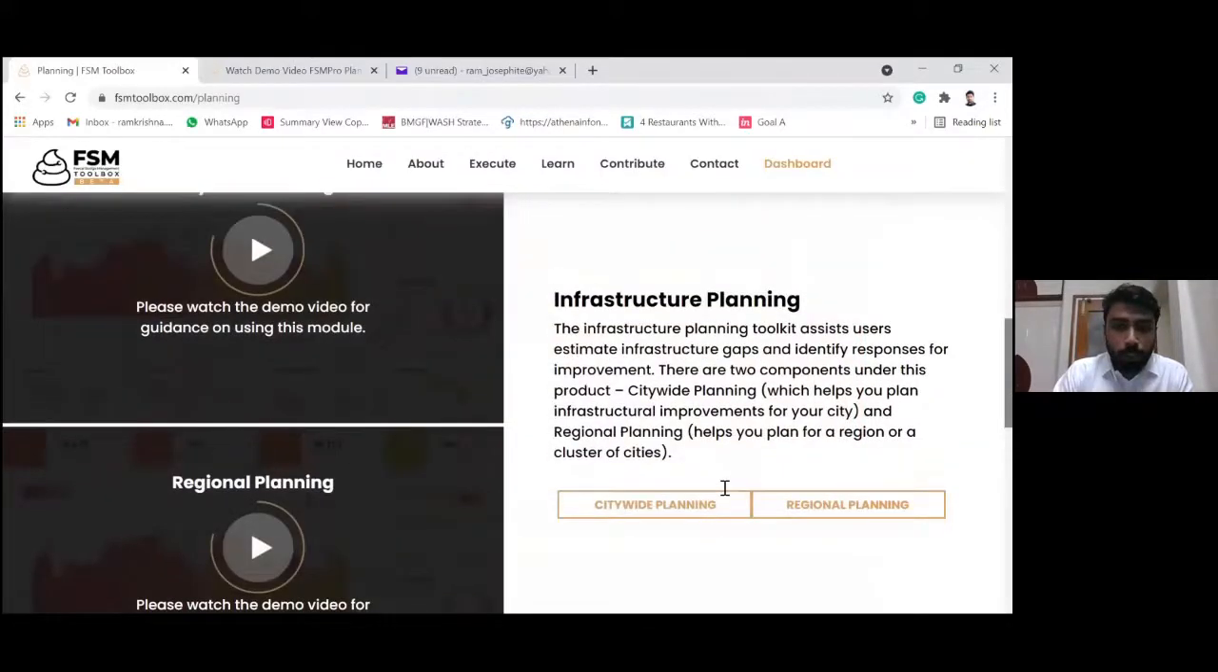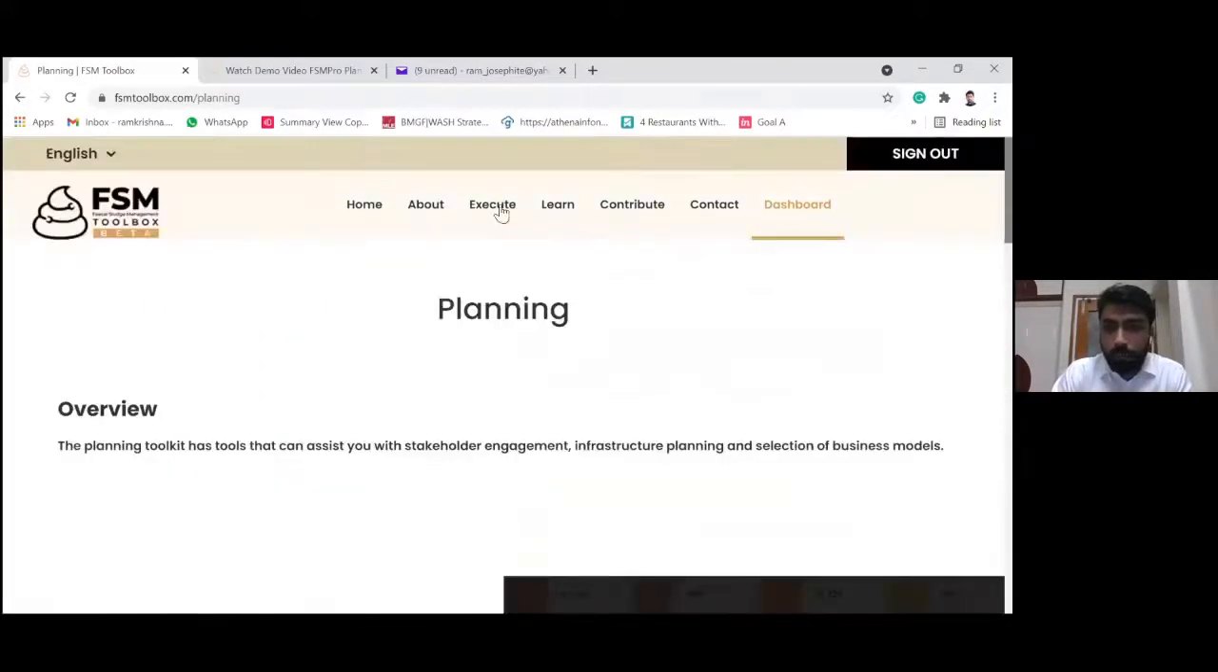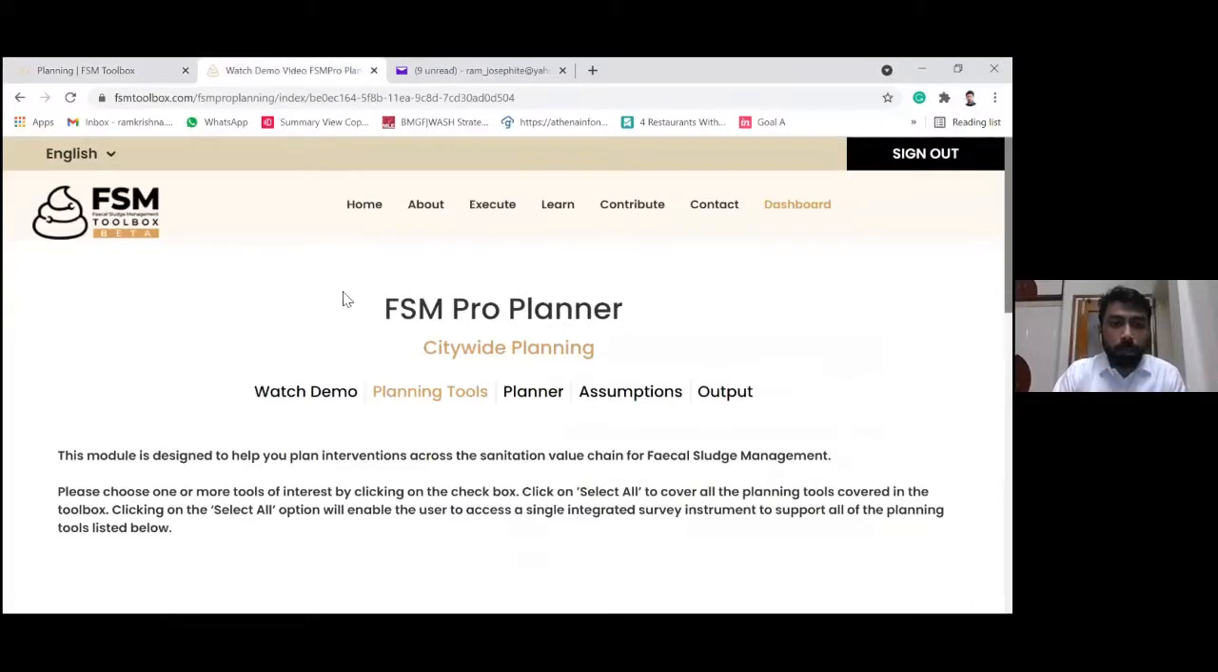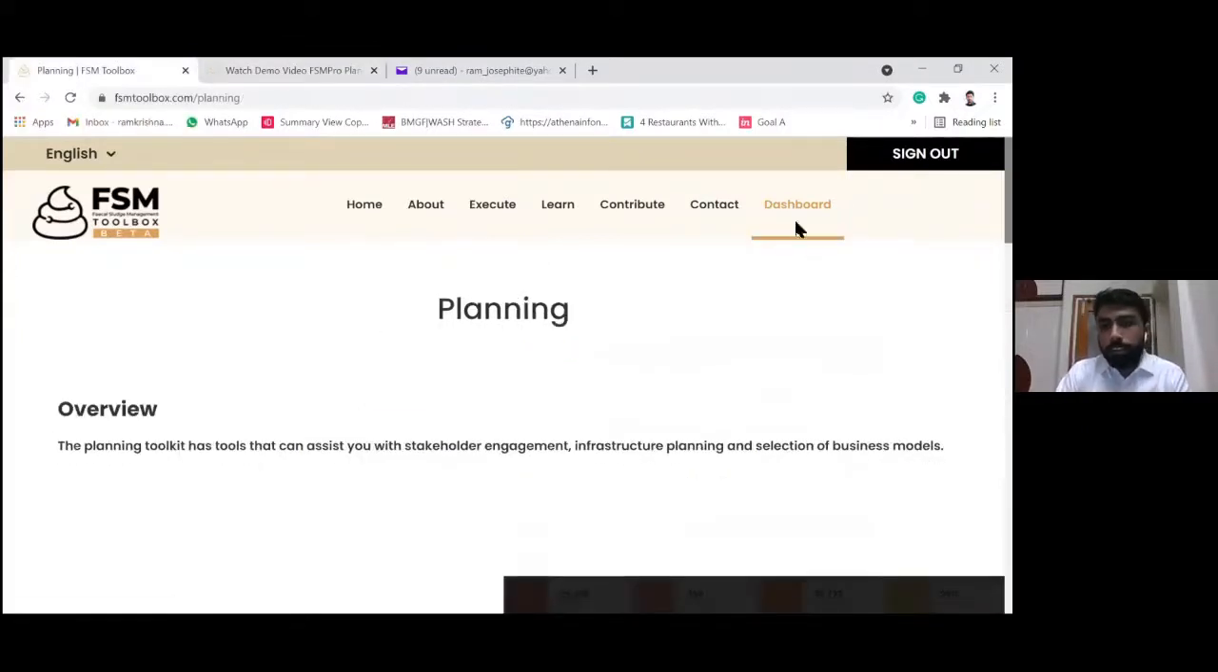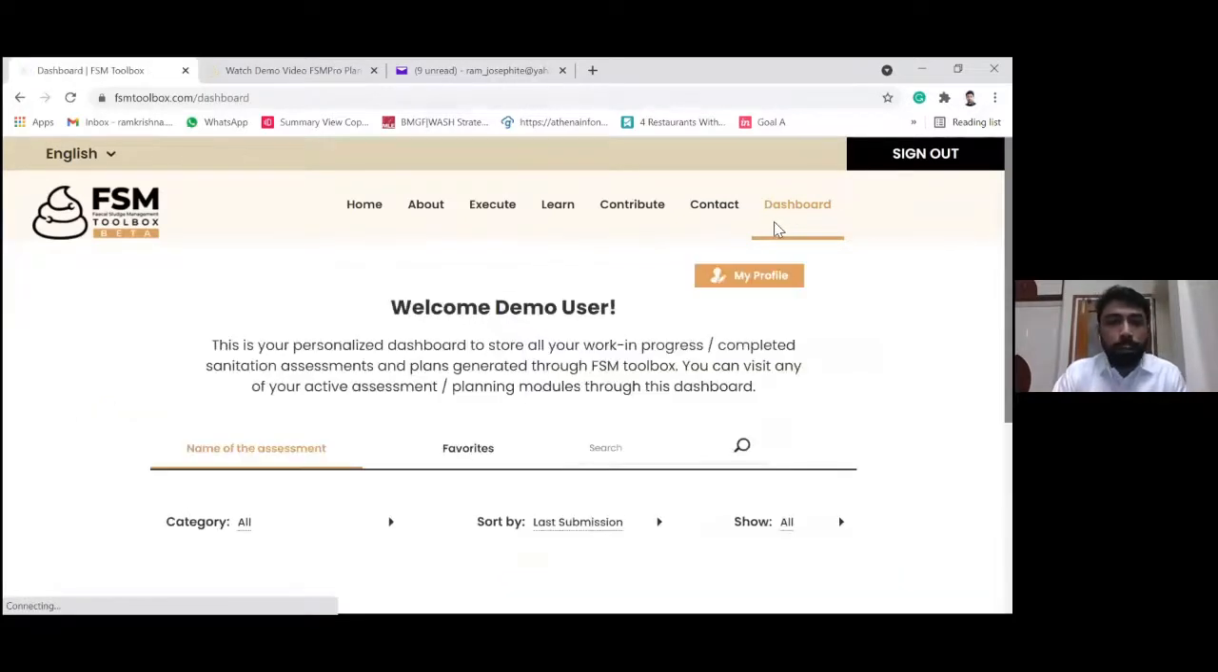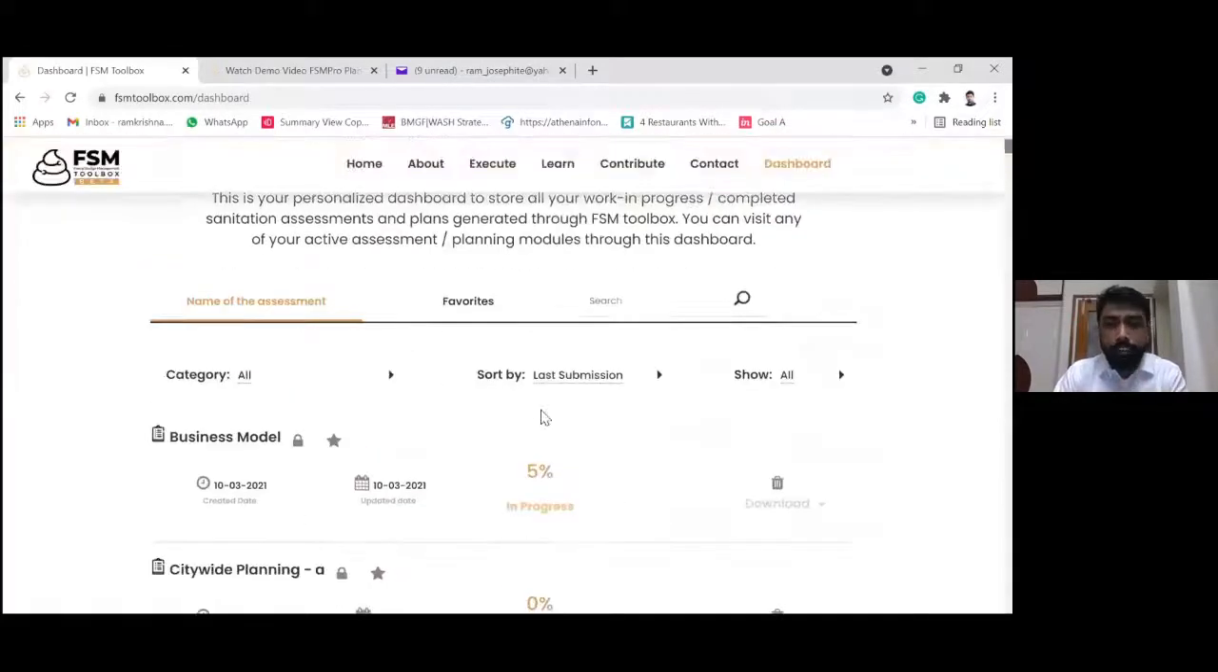So, not wasting any further time, I'll just walk you through the Citywide Planning. I already have a pre-filled one for my city on my platform. One other key feature of the platform is that whenever you come back, everything that you work on gets saved in your dashboard.